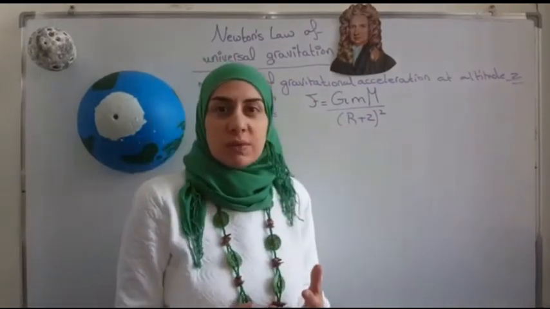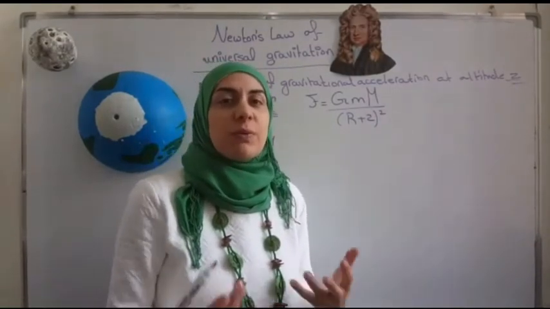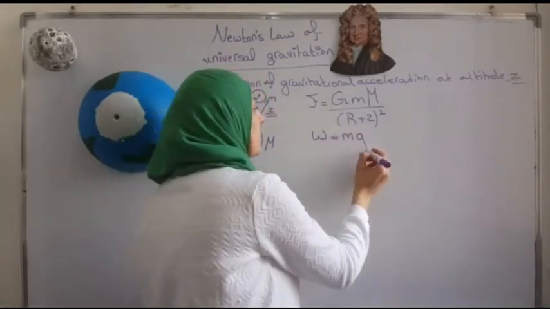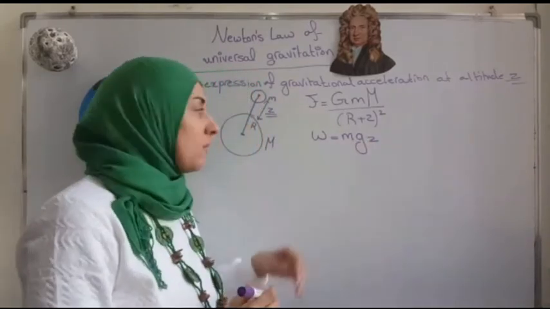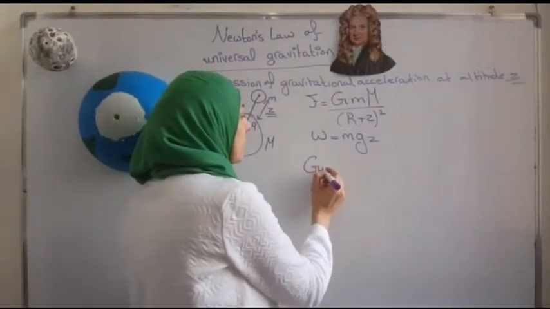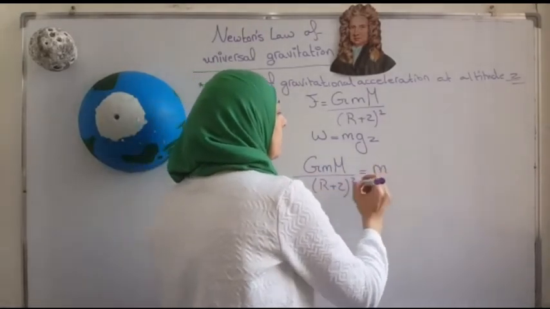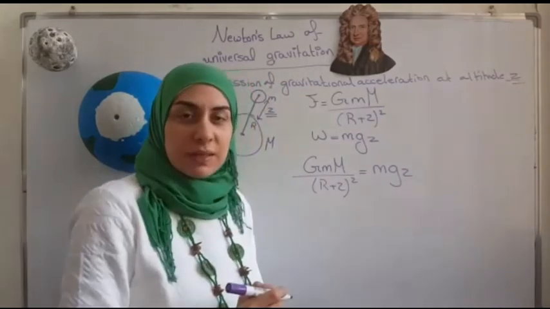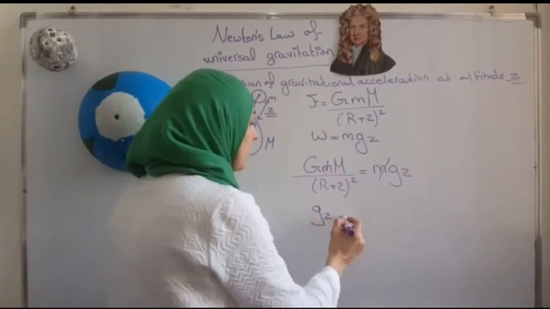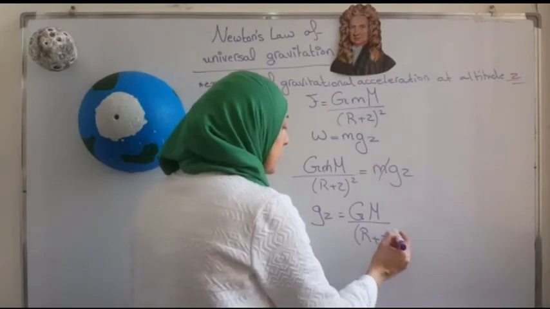Now this force of attraction between the Earth and the moon is equal to the weight of the moon itself, which is the force exerted by the Earth on the moon. So the weight of the moon is equal to the mass of the moon times g_z. Now these two forces are the same; basically, this is the same force. So G times M over (R plus z) squared, times the mass of the moon, is equal to the mass of the moon times the value of gravity at altitude z. Dividing m from both sides of the equation, we get the value of the gravity at an altitude z. This is equal to G times M over (R plus z) squared.